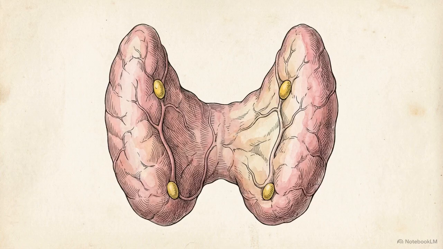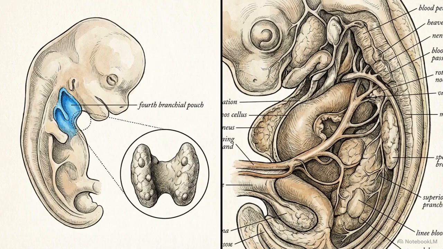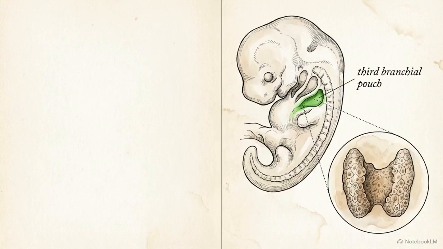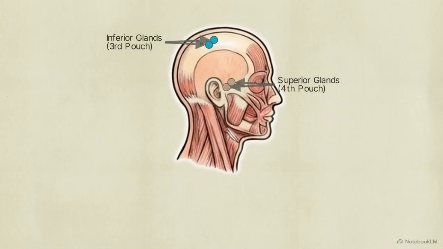Posterior to the thyroid sit 4 parathyroid glands, which regulate calcium levels. Despite their proximity, they have separate embryological origins. The superior 2 glands originate from the 4th branchial pouch, while the inferior 2 originate from the 3rd branchial pouch. This diagram tracks their migration.